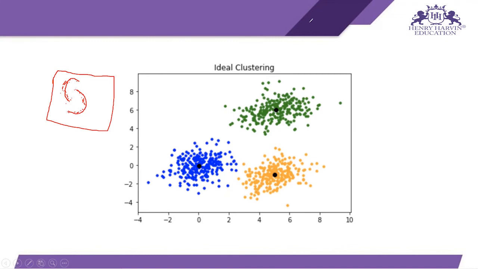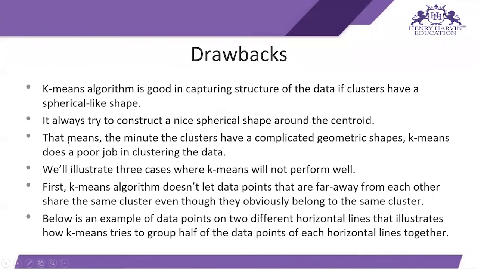But if we use this k-means clustering, then it will assign this part as one group and this part as another group, which we don't want. So that's a drawback of this k-means clustering algorithm. Now let's move on to the other points. What are the other drawbacks? When the clusters have complicated geometric shapes, k-means does a poor job in the clustering.